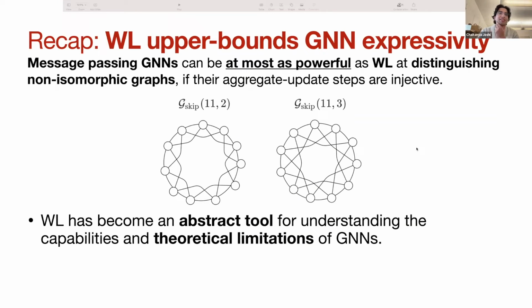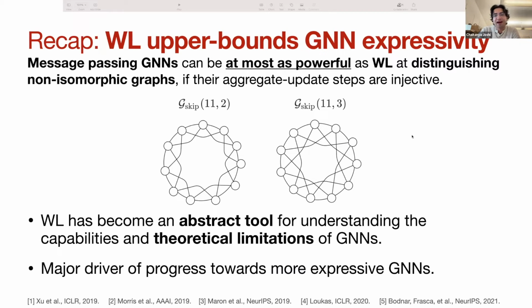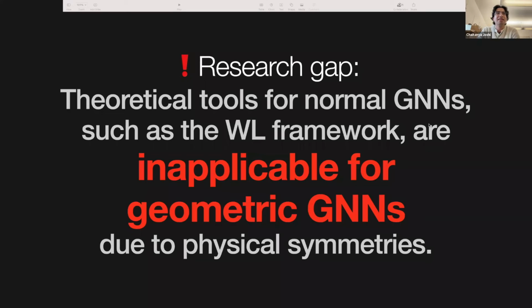And this is interesting because we can now study the theoretical limitations of GNNs, and then we can design architectures to improve those theoretical limitations. And this is a very hot area of research.